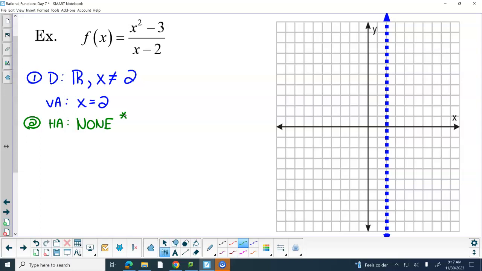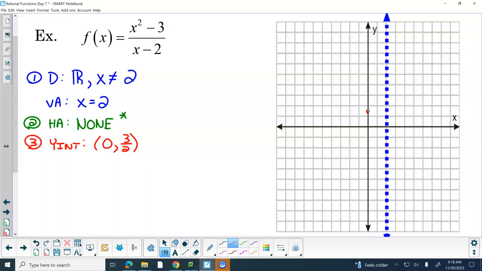Step number 3 then said y-intercept. What is my y-intercept? 0 comma positive 3/2. Because it's negative 3 over negative 2, which is positive 3/2. That's 1.5 right there.